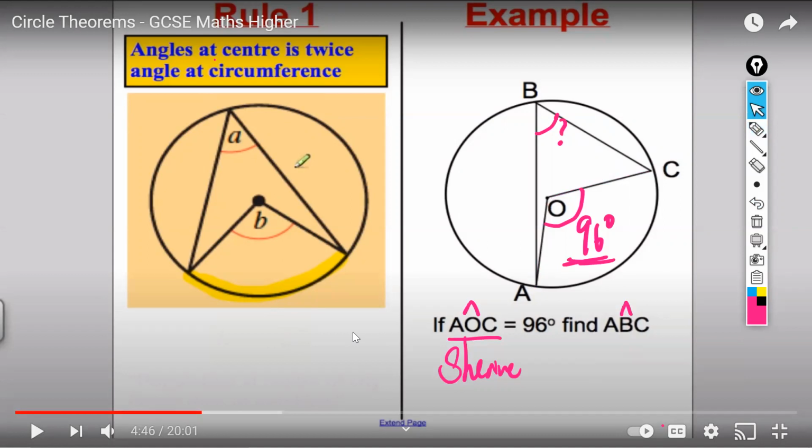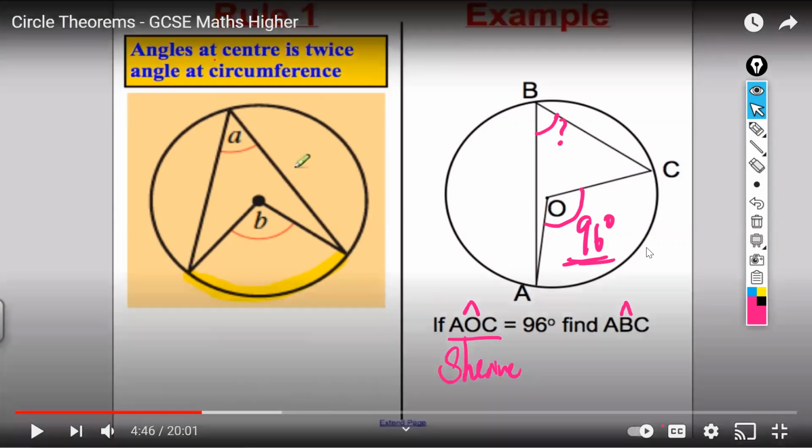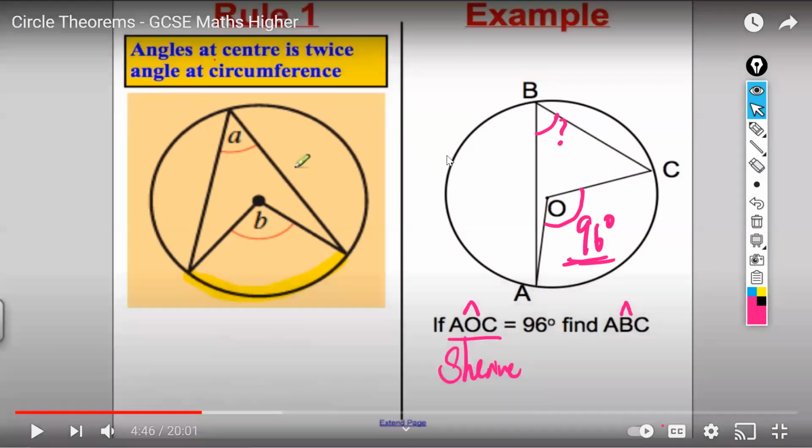All right, Shireen not with me. Rosalie, you want to help me with that one? Oh, Shireen said 48. Yes, yes. So well done, Shireen. Yes, so if there is 96 degrees, up here would be 96 divided by 2, which is 48 degrees. All right, so well done, Shireen. I really like that. 48 times 2, yes, yes.